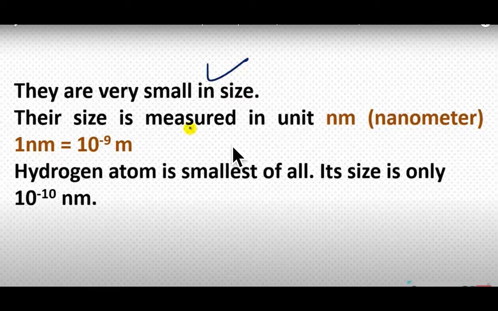So they have a very small size, so the scientist has decided a separate unit for that, that is known as nanometer. Hydrogen atom is the smallest of all. Its size is only 10 raised to the power minus 10 nanometer.